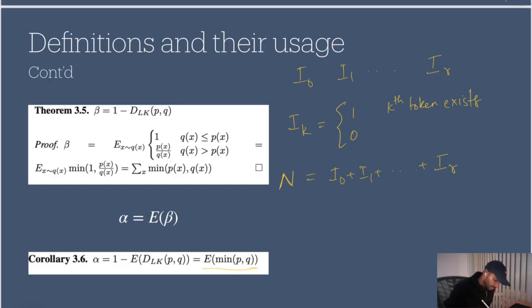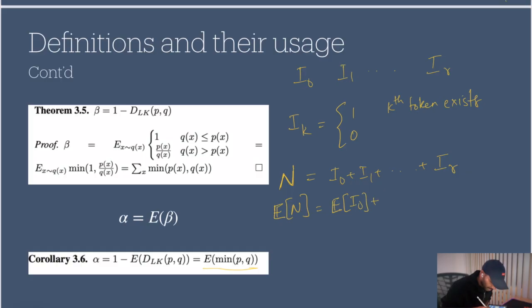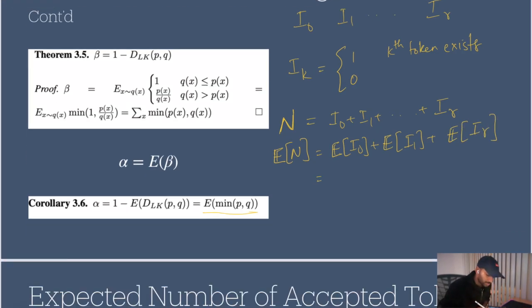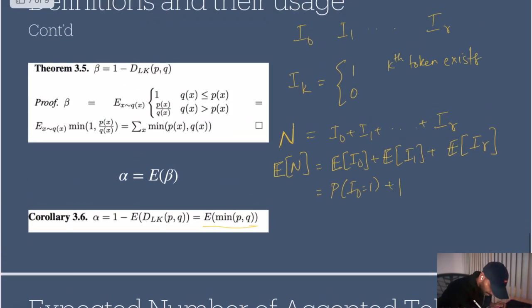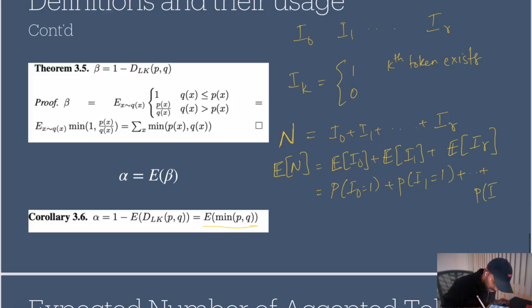So n here, the number of tokens, is actually a random variable, which is a sum of these gamma plus 1 indicator random variables. Now, the expected number of tokens is equal to the expected value of the right-hand side, and by linearity of expectation, we get the following. The expectation of an indicator variable is the probability that it takes the value 1. So probability of I0 equals 1 plus probability of I1 equals 1 plus and so on until probability of I gamma equals 1.